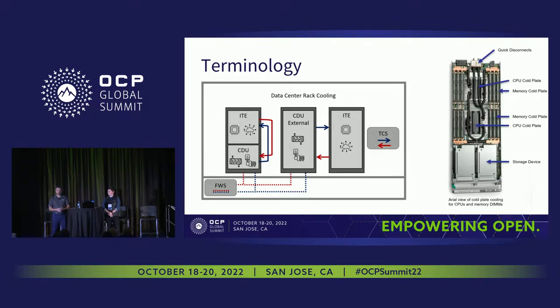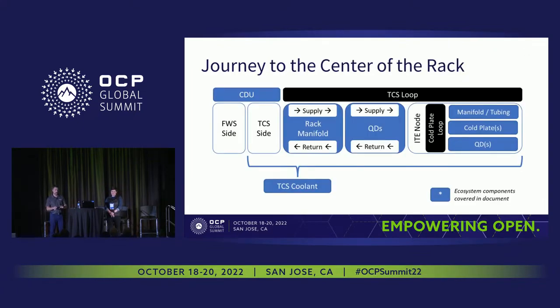On the right-hand side, you see an aerial view of a server that is representative of what an IT equipment cold plate loop would look like, with quick disconnects, internal tubing, some manifolding. There's the CPU cold plates and also the DIMM memory cold plates. Then taking a step back and tying all of that terminology into this document, what we're going to be including is everything that's in blue there. So from the TCS side of the CDU, through a rack manifold or any pipework for a row-based manifold, through the QDs and into all of the IT equipment that we have shown previously on the last slide.